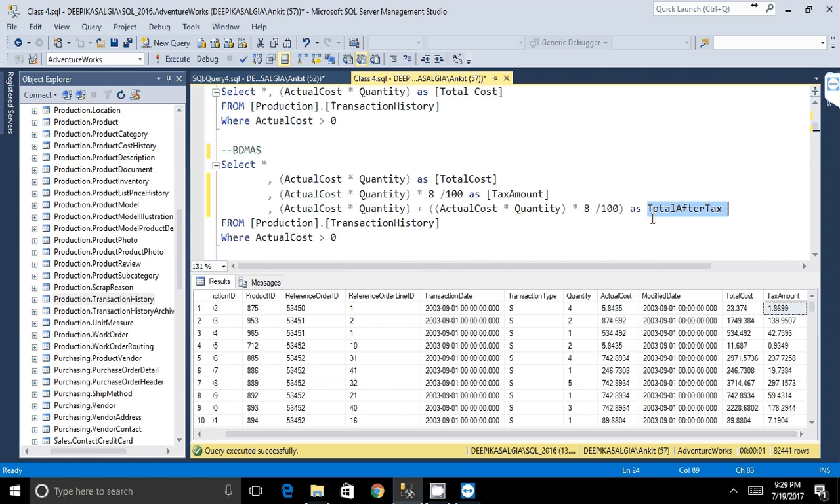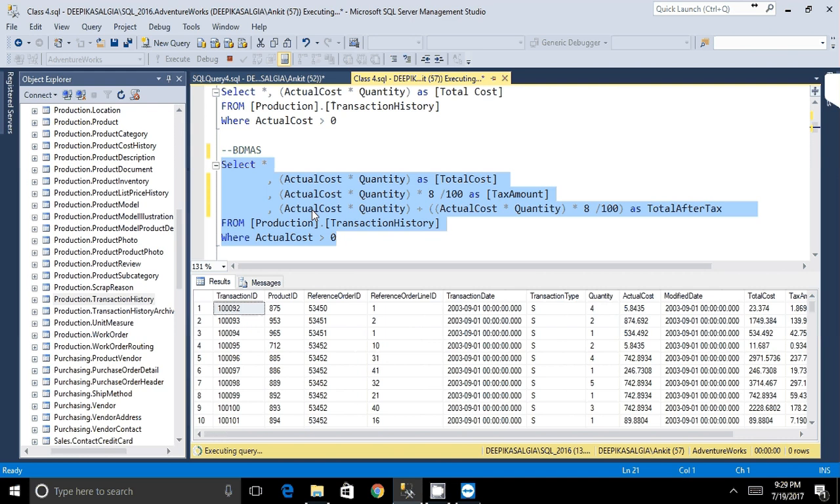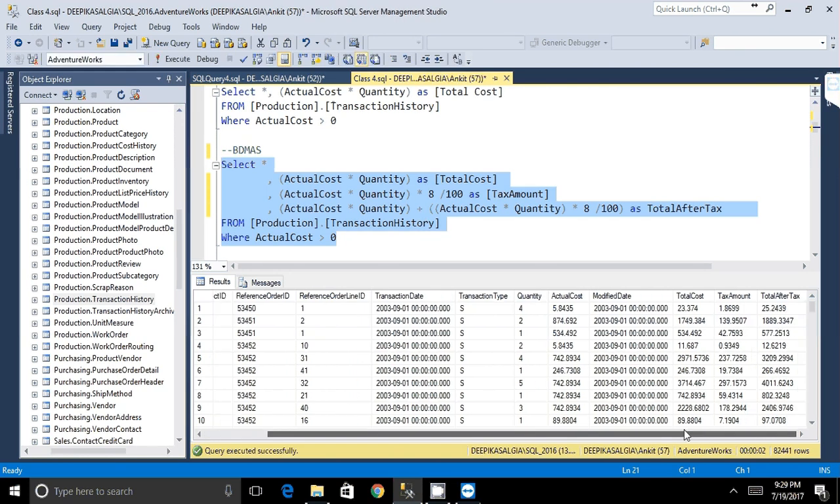Okay, so all I'm showing you right now is how to write a mathematical expression for any calculation that you want to do, right? So if I do this now, I include the third column, which is a calculation on my existing table. I get total cost, I get tax amount, and I get total after tax. Okay, is it clear?